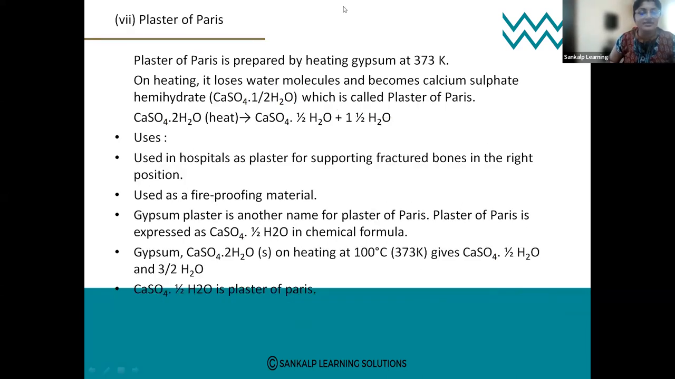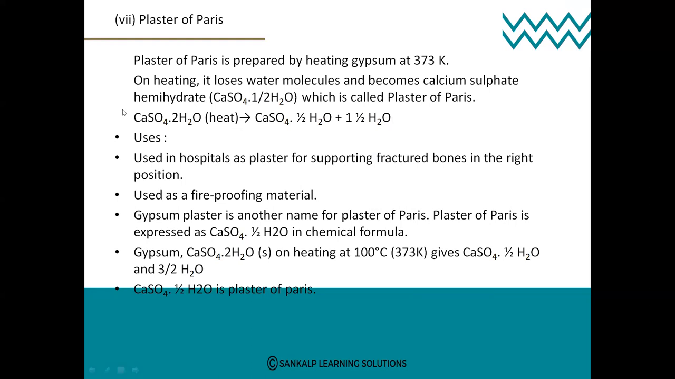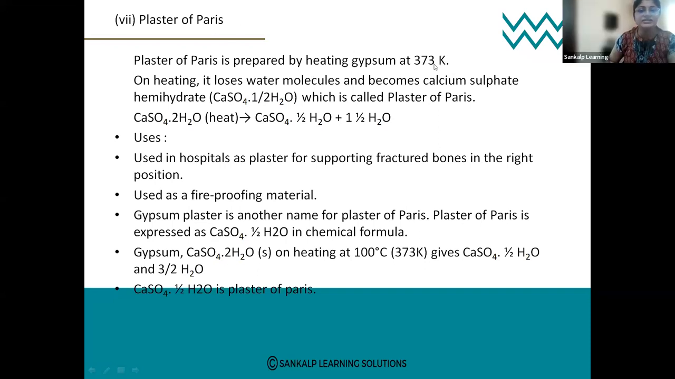Then plaster of Paris. When you get a fracture, they put a plaster, right? This plaster of Paris is made from gypsum. This gypsum is heated at 373 Kelvin. So what is gypsum? Gypsum is calcium sulfate dot 2H2O. Here you can see down.